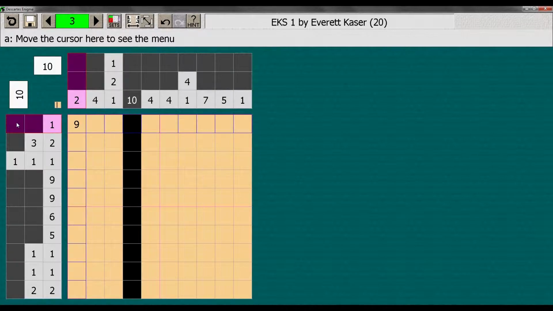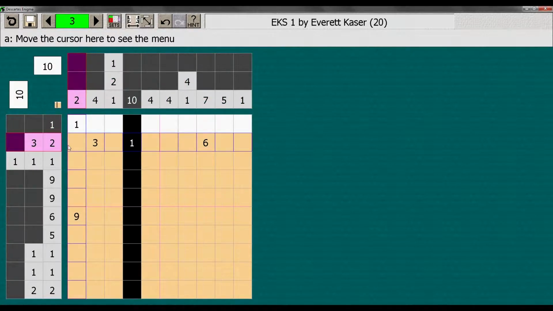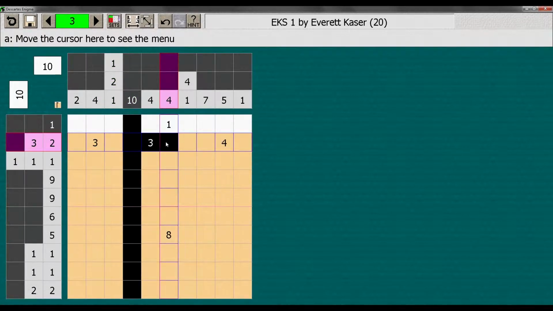Now we can see on this side we have the rows, and this is going to tell us the number of black tiles in each row. So for this first row, there's only 1 black tile, and we happen to already know where that black tile is. So we can go ahead and make the rest of these tiles white. That's pretty easy. This next one is going to say that there's 2 chunks. There's a chunk of 3 tiles and another chunk of 2. Well, we don't know if it's 3 like that, or 3 like that, or 3 like this. So we're going to have to skip this row for now.